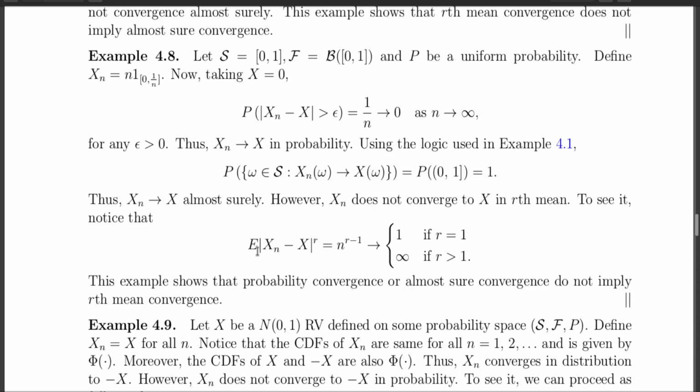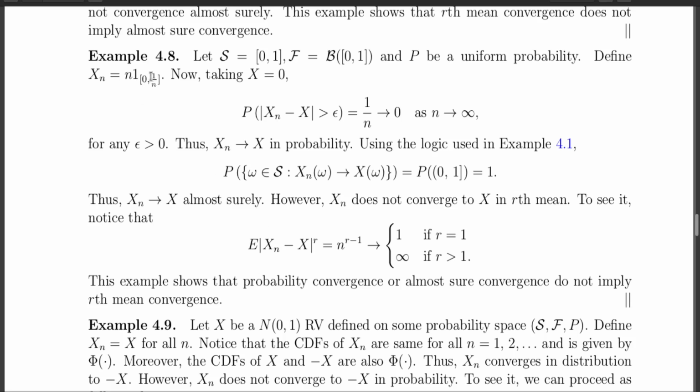In this case, X is 0. So I need to find the expectation of mod Xn to the power r. And Xn is always positive, so mod Xn is the same as Xn. So I need to find the expectation of Xn to the power r, the rth moment. I have to find the rth moment.